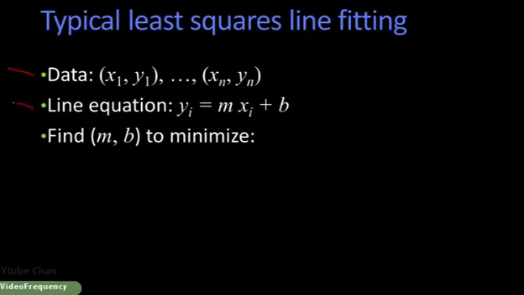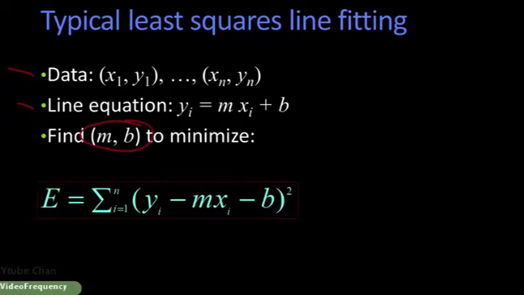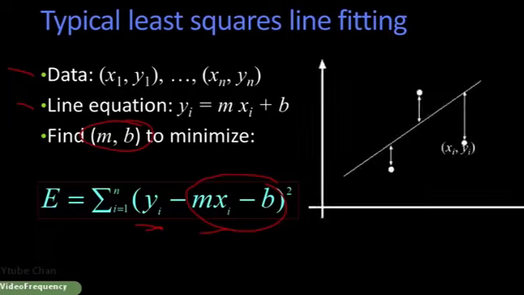So least squares line fitting would say find the m and b that minimizes this error function, okay? And this error function says I've got some y and I want you to find an m and b that minimizes the difference between the y that was actually measured and the y that would be predicted based upon the x value, okay? And that looks like this in the picture, all right? So the idea is that the distance that we're minimizing is this vertical distance to the line.